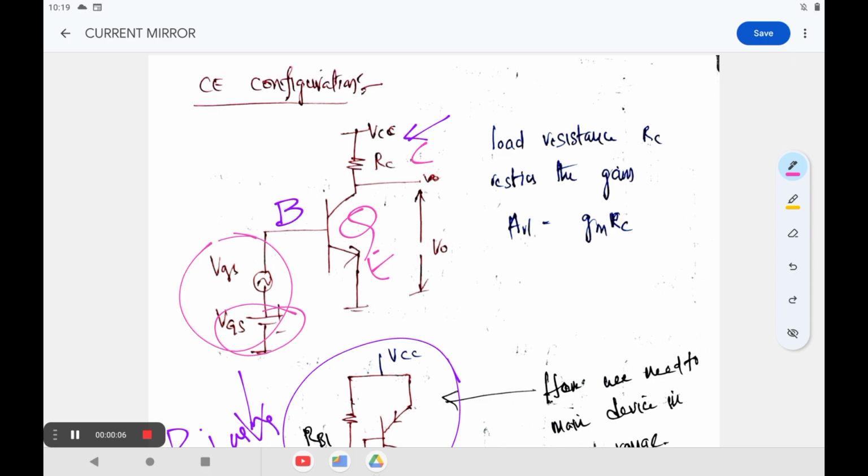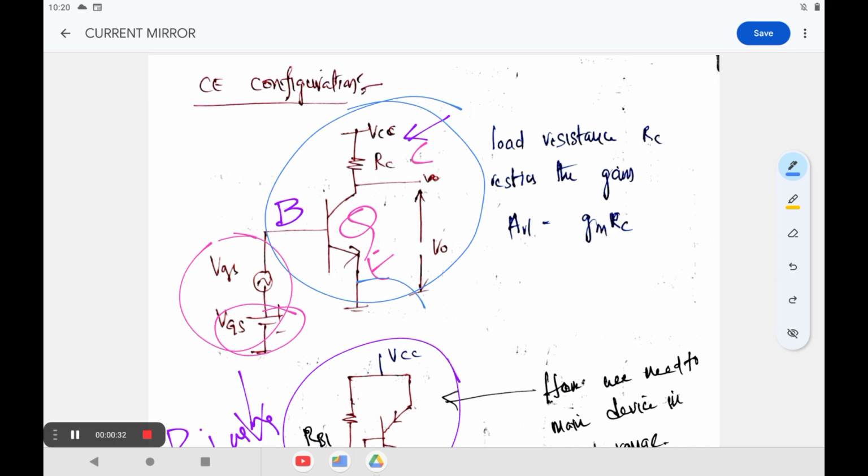In this video, we are going to see about the CE configuration by using a current mirror circuit. This is a basic block diagram of a CE configuration. Here the emitter is common to both the input terminals as well as the output terminals. So that's why it is called the CE configuration, right?